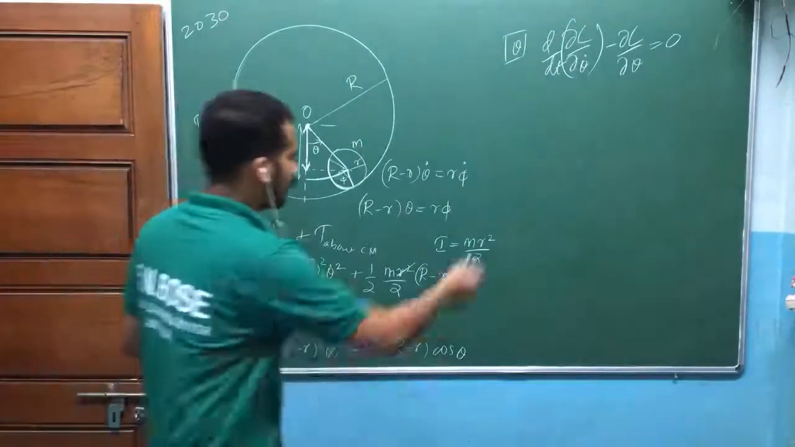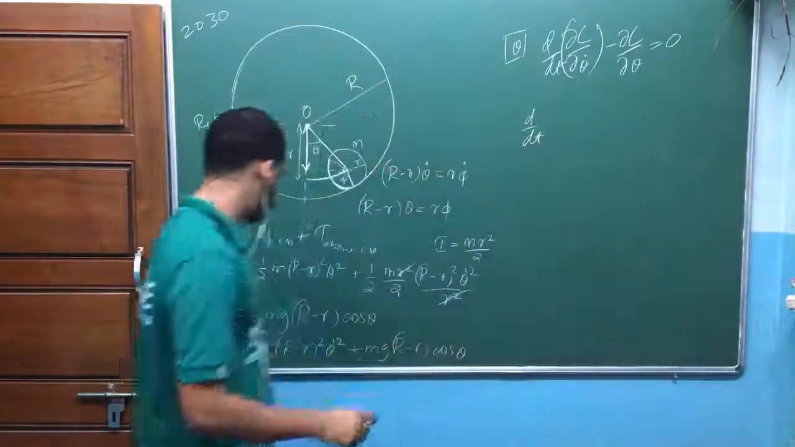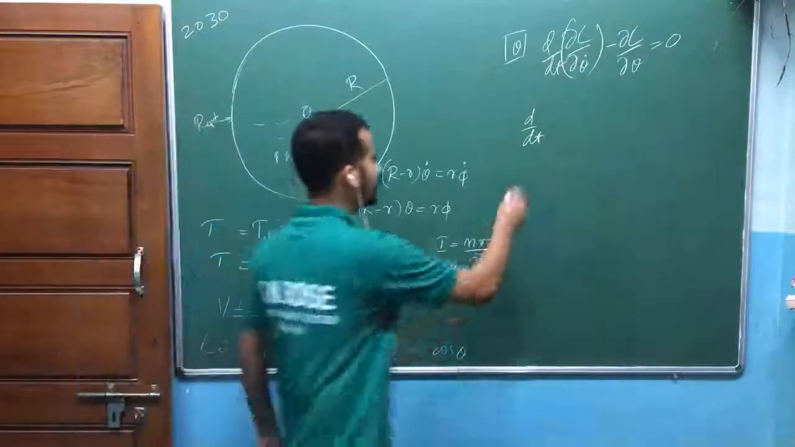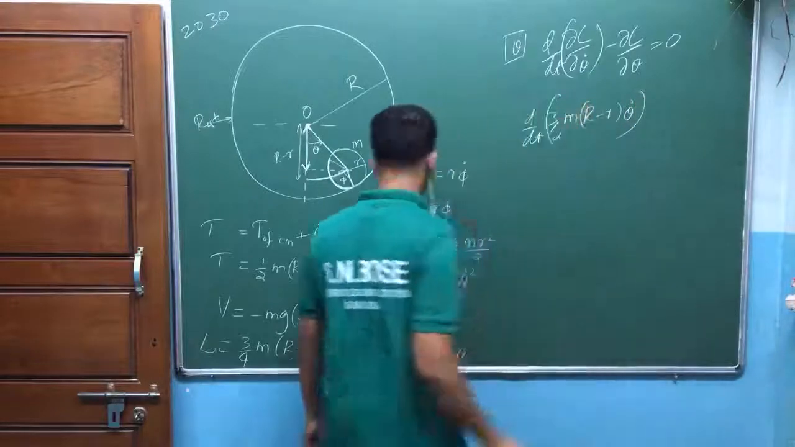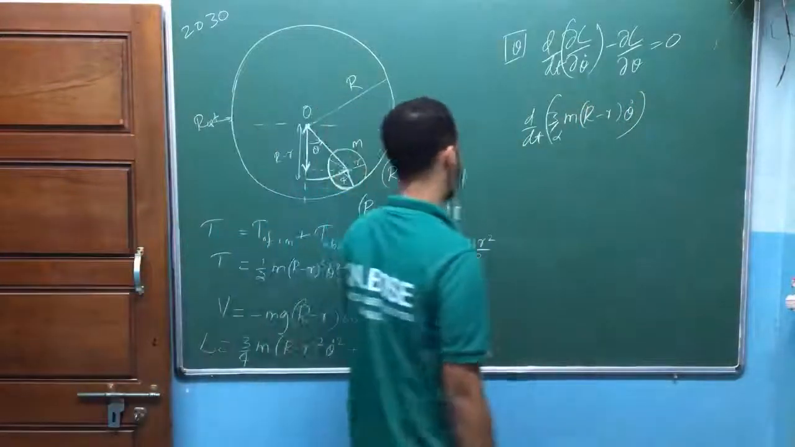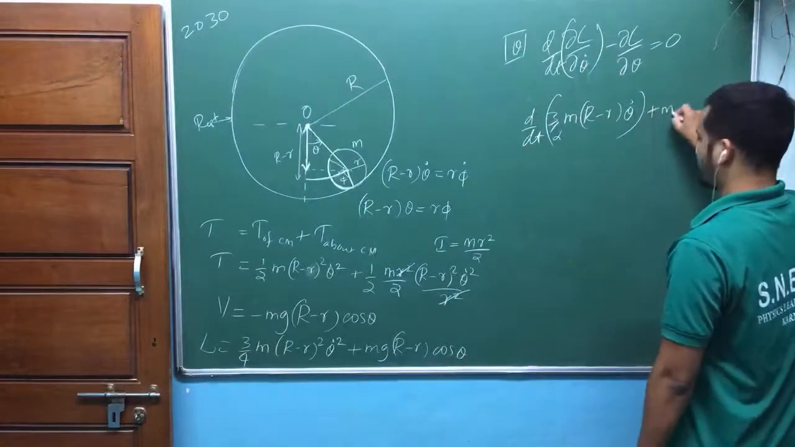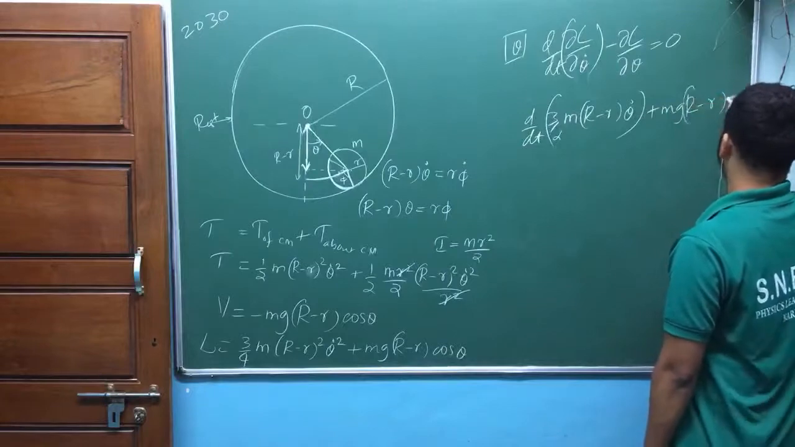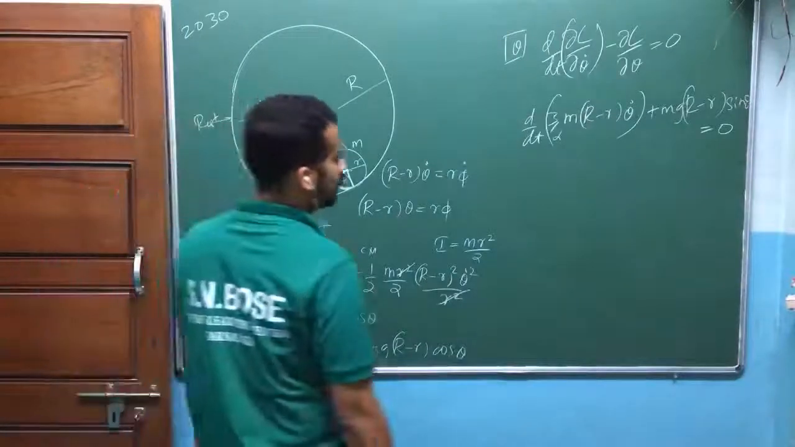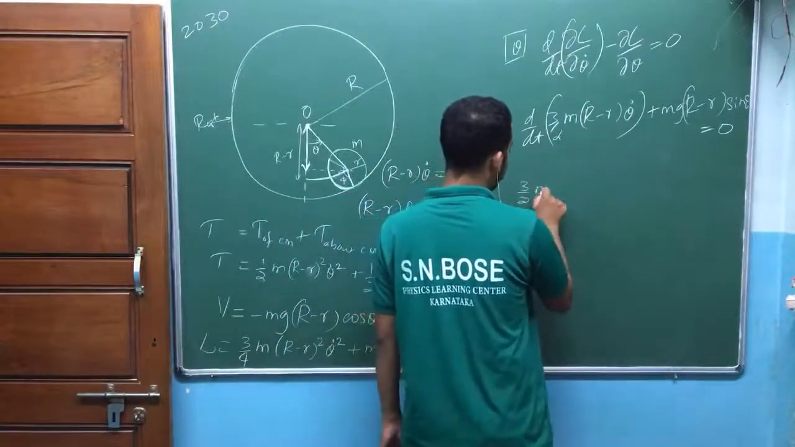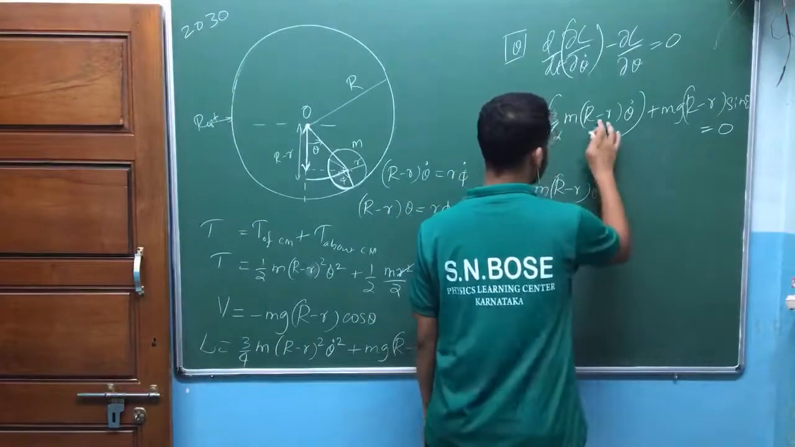Now let me quickly do this. d by dt of dou L by dou theta dot, 2 theta dot would give 3 by 2 m into r minus r into theta dot, isn't it? So minus dou L by dou theta. One more negative sign will come because of the derivative, so plus m g into r minus r into sine theta is equal to 0. I hope you can see that part of the board. So this is equal to 3 by 2 m into r minus r theta double dot.